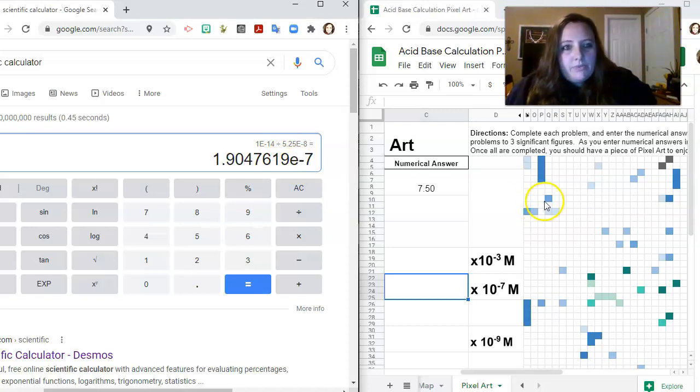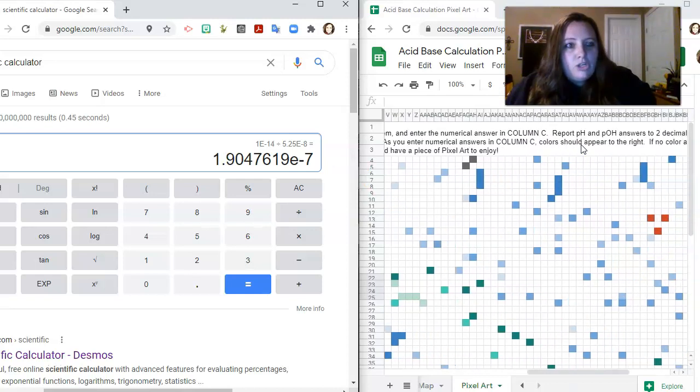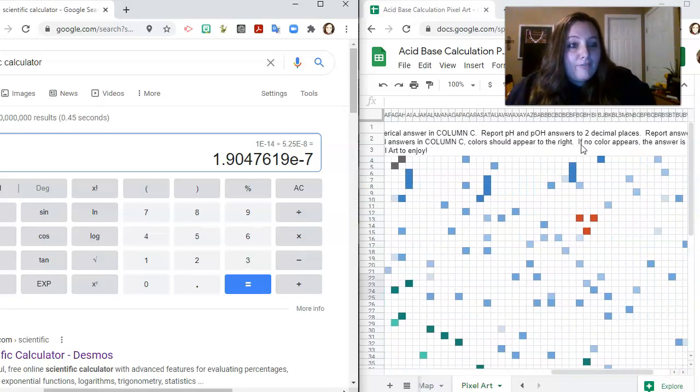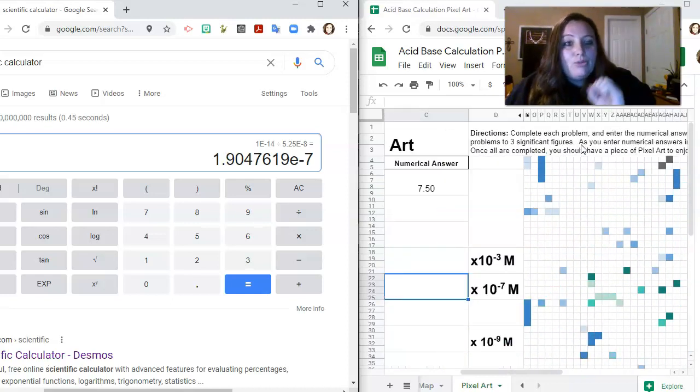So what I need to do, just a reminder here, in your directions, the pH and the pOH, you need to go to 2 decimal spots. However, you're going to report the answers for the other problems to 3 significant figures. Here's what that means. 3 significant figures means 3 placeholders that matter.